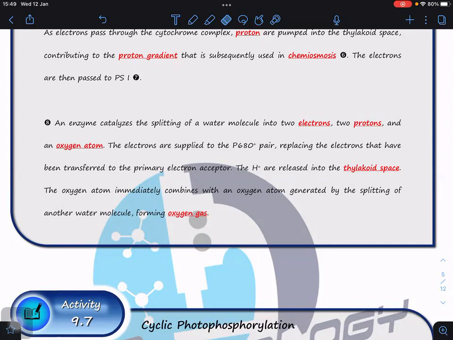Don't worry about the H plus, the protons released into the thylakoid space. We are going to look at it in detail in the next lesson.